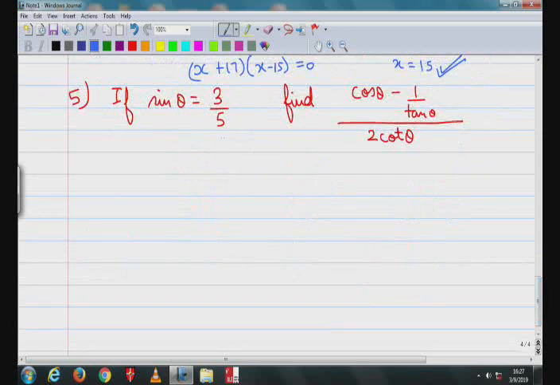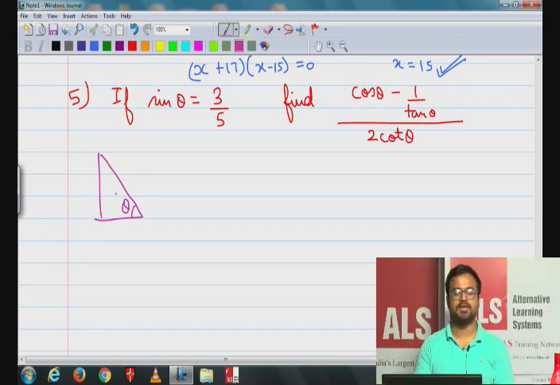In the fifth question, sin theta is given as 3 by 5. So we have to find the value of the other trigonometric ratios and just substitute over here. Let's say this is the triangle, this is theta. Sin theta is nothing but perpendicular over hypotenuse. So this is 3 and this is 5. By Pythagoras theorem we know that this is going to be 4. Now cos theta is base over hypotenuse, which is 4 by 5.